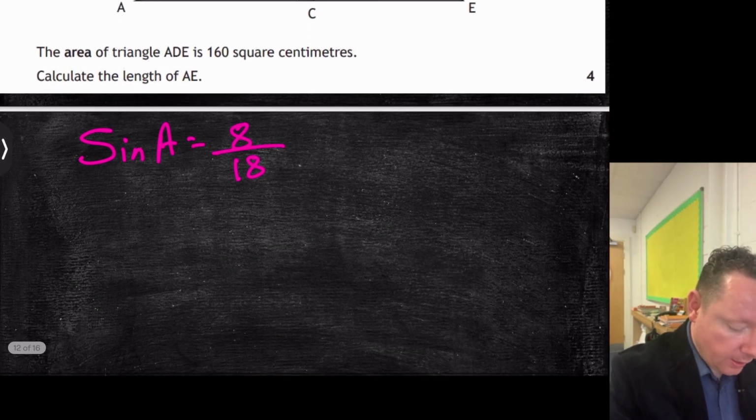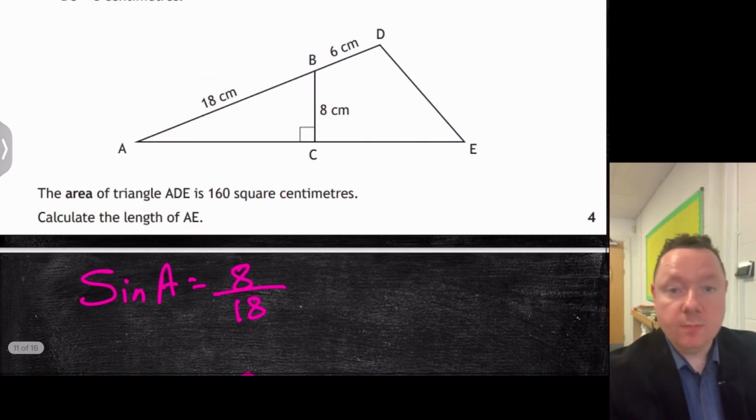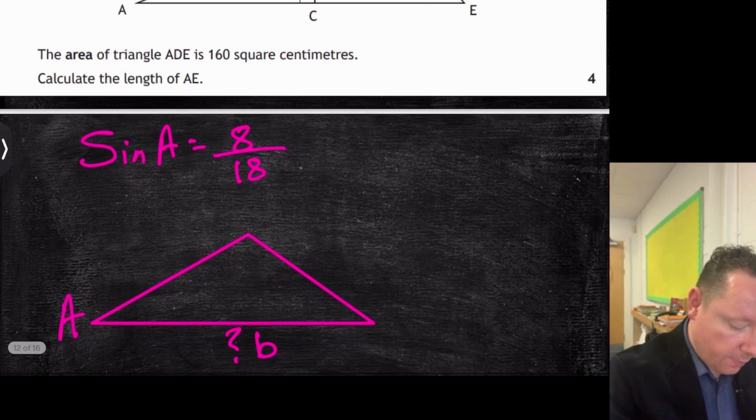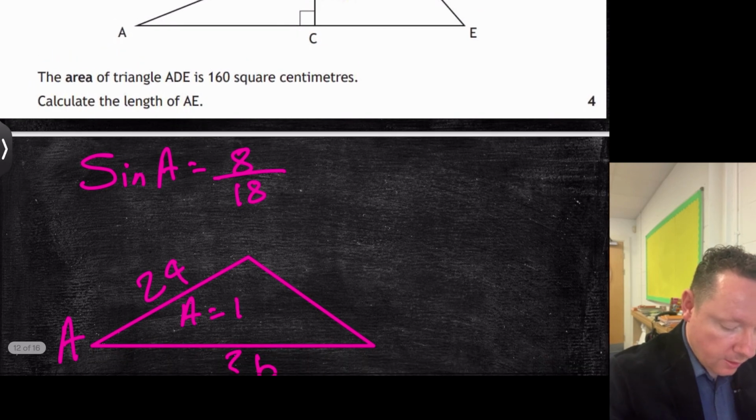So if I make a quick sketch of my triangle, we know this. We're looking for this side. Let's call that our B then. And we know the other side is 18 plus 6, which is 24. So I can just label that as 24. So we know enough, and we know the area of the triangle is equal to 160.